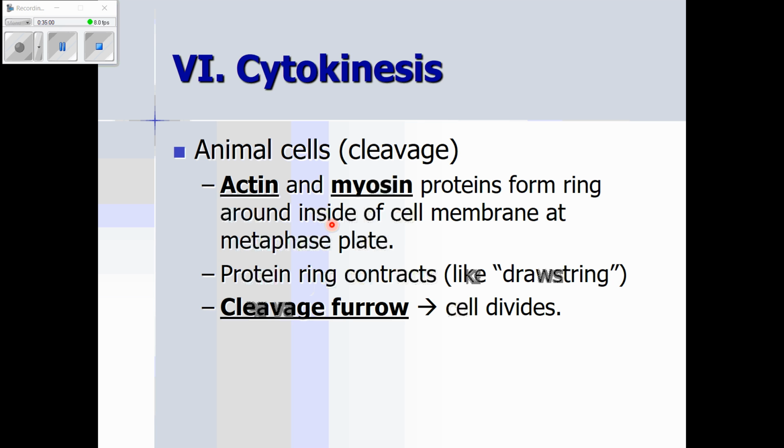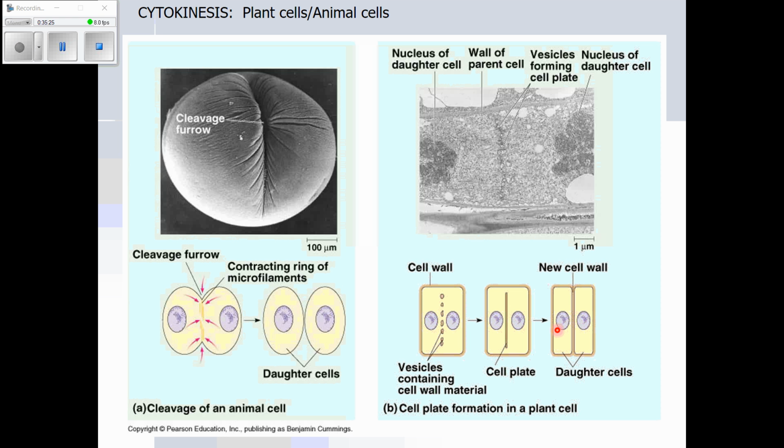So actin and myosin proteins form a ring around the inside of the cell membrane. That ring contracts. That means it gets tighter, like pulling on a drawstring. That creates the cleavage furrow, and eventually it splits the cell into two separate cells. That's how animal cells do cytokinesis.